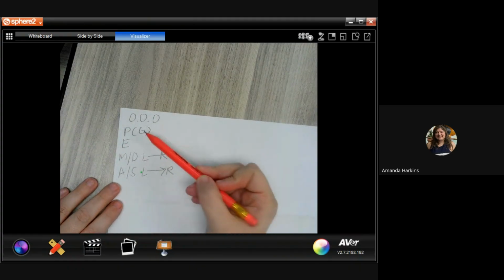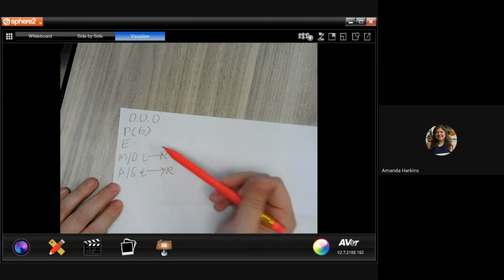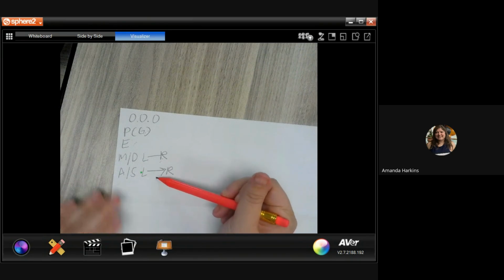Parentheses and brackets, that's where you start. Exponents are next. Repeating is not hard. Multiply, divide from left to right. Add and subtract from left to right.